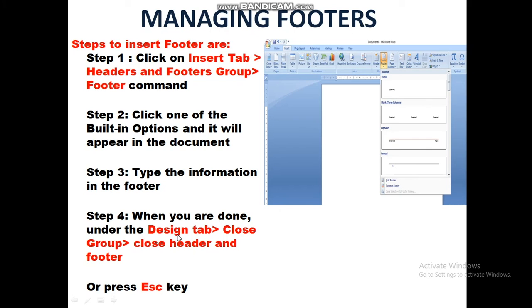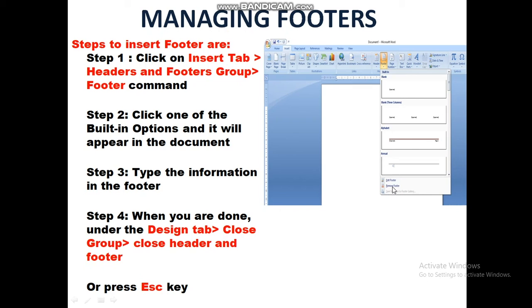The Design tab appears only when a footer is inserted in your document. If you want to come out of this Design tab or footer section, you need to click on the Close Header and Footer option, which is in the Close group on the Design tab. Or you can also use the Escape key to close this section. Similarly, we have the Edit Footer and Remove Footer options as we had in the header. Edit Footer is going to edit your footer section, and Remove Footer will remove the footer.